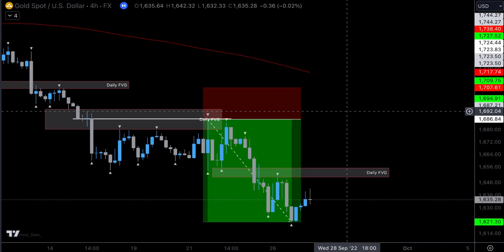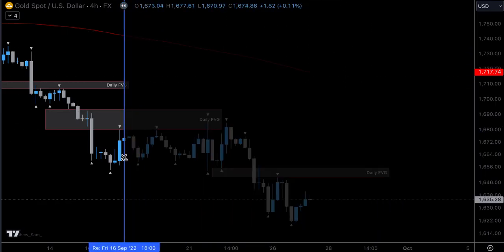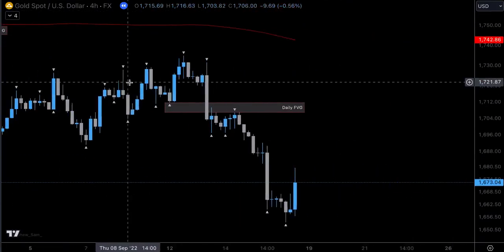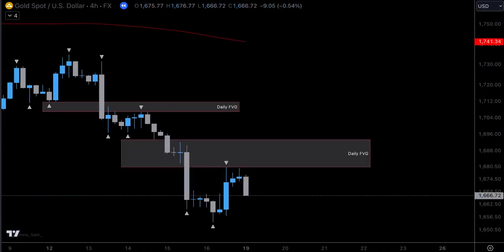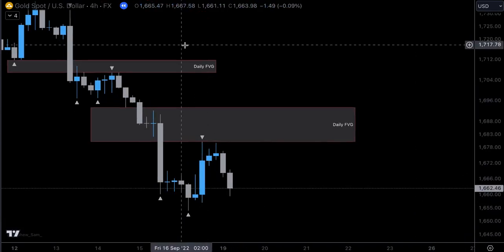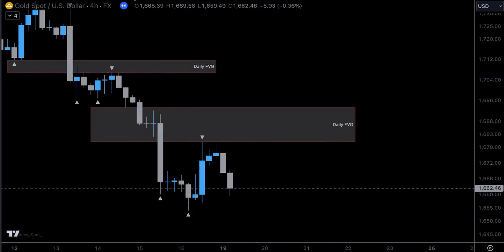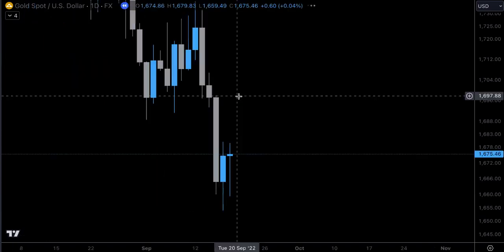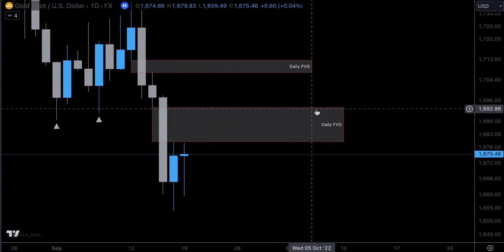So without further ado, let's just jump straight in here, guys, and I'm going to break this down step by step. Okay, so this involves an incorporation of fair value gaps in correspondence to 4-hour points of interest or 4-hour order blocks. What you can see here is XAU USD, also known as gold, on the 4-hour time frame.